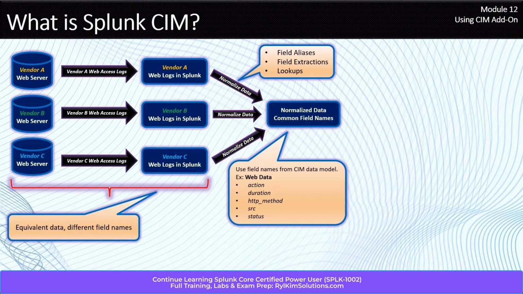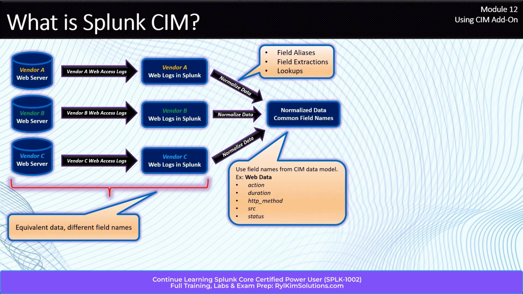So now the expectation is that these 3 vendors might have these fields, but they have different field names. So you have to normalize the field names to match what the model expects, which are these field names here. Or if there are some fields that don't exist, but you have a way of extracting them, you can use field extractions in order to get those fields in. And of course, there is also a chance that you can use lookup tables as needed. So that's what you do when you talk about normalization.